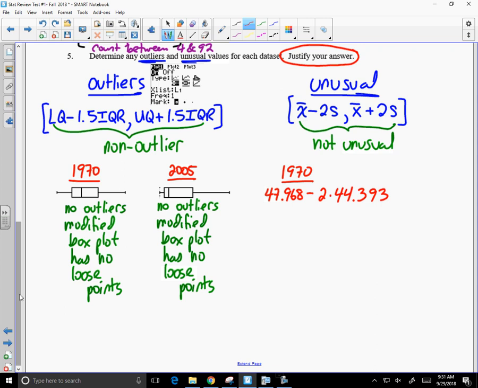All right. And then we also have to find the upper bound for that, which would be the same stuff just with a plus sign.